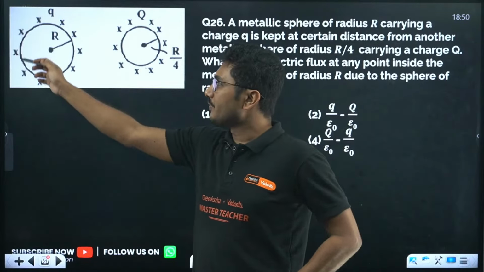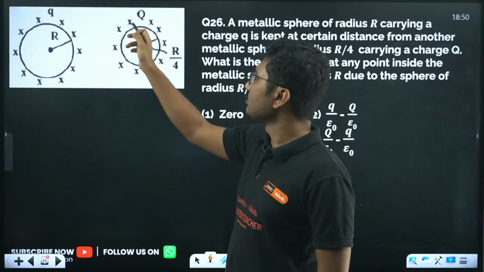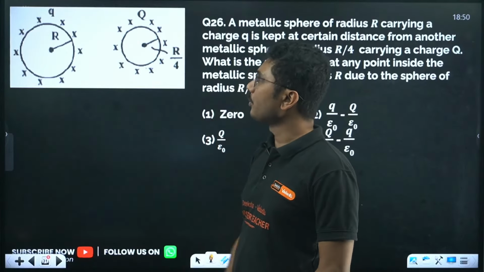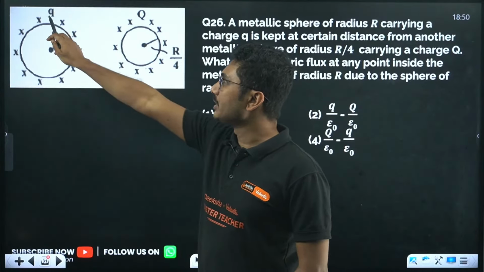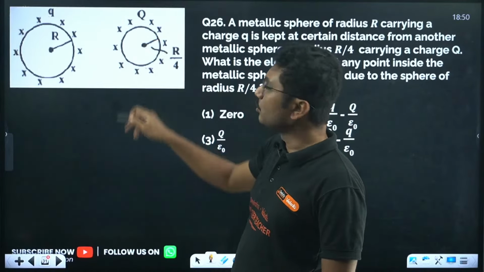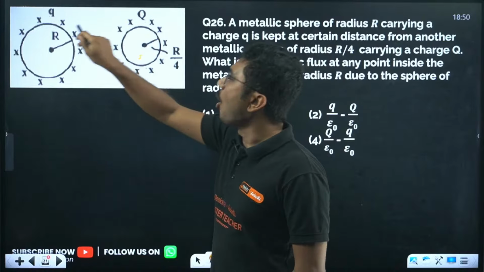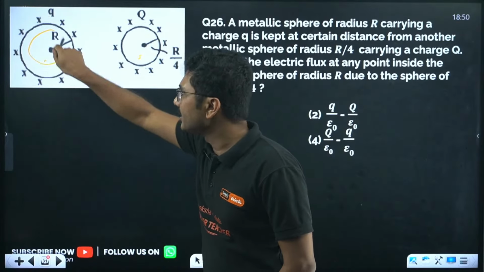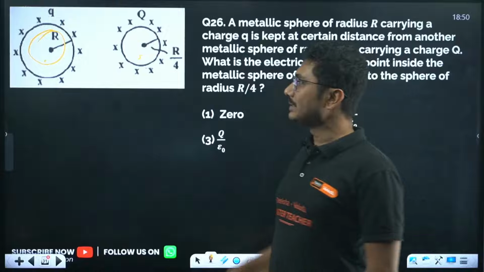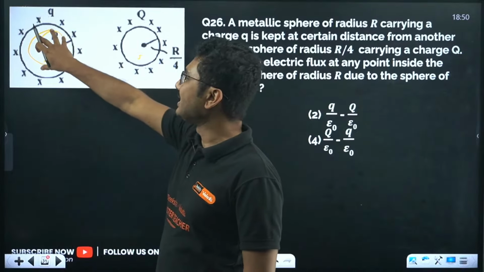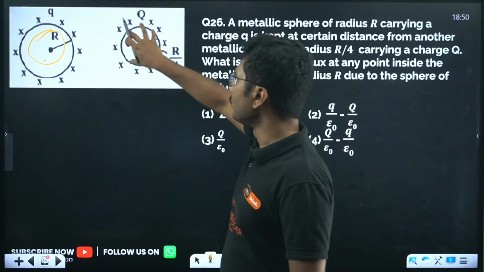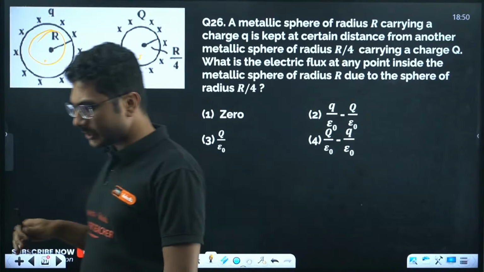Here we have a large sphere of radius R. Here we have a small sphere of radius R by 4. The charge on this is Q, the charge on this is capital Q. What is the flux due to this sphere on this sphere, inside the sphere? That is the question. What is the electric flux inside this sphere due to this sphere? Very easy question.